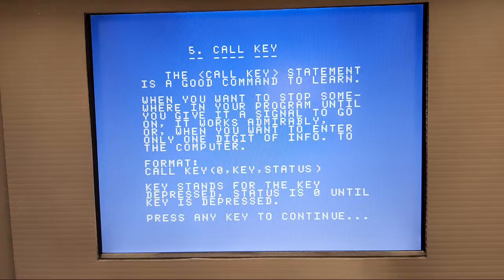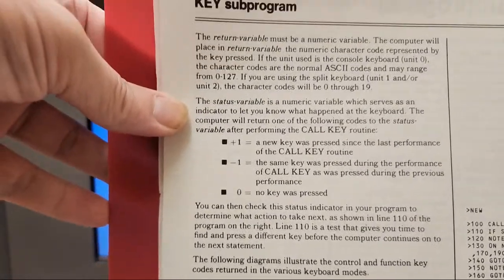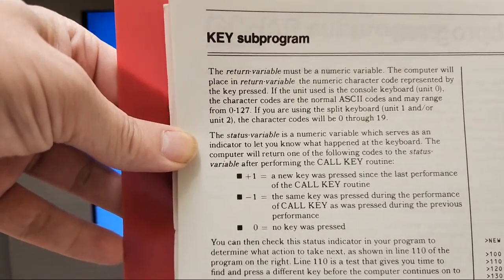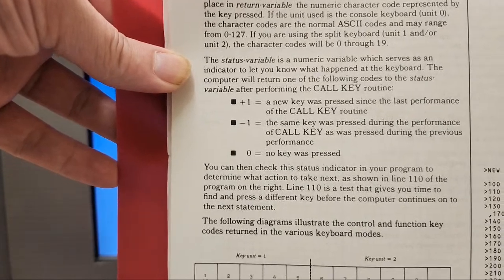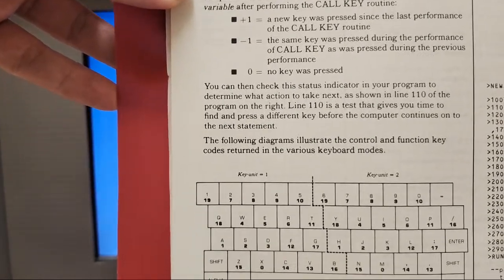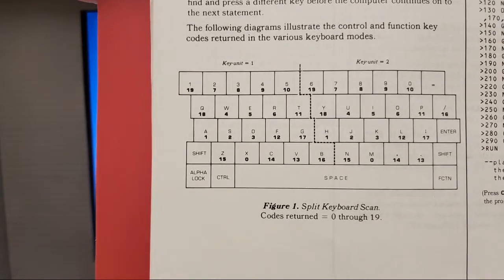You want to show that diagram to the camera real quick? Yeah. Go ahead, James. You know how to do that without knocking the camera. Well, we'll try. So, here is the example of the call key subprogram. And of course, if you want to use the controllers, you do a call joyst, and then it looks at joystick 1, joystick 2.